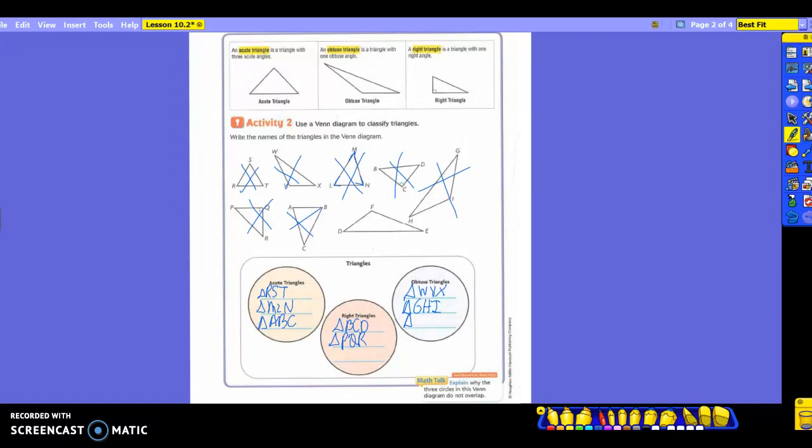Now, see that this H is kind of hanging out here? That one goes with that, so don't write it in here. Okay? Don't let it get in your way. So as we finish, you can see that you filled all of the lines for your acute triangles and your obtuse triangles, but you did not fill all of the lines for the right triangles.